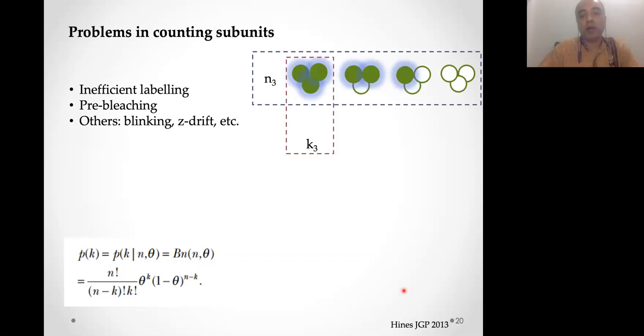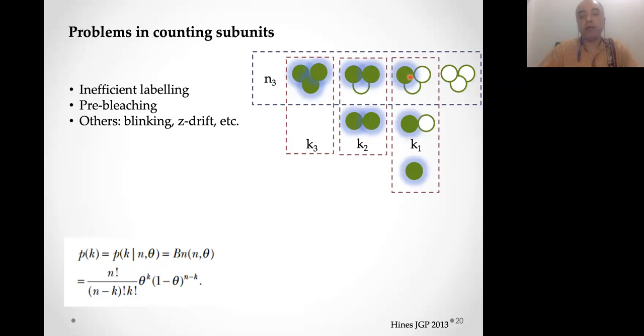So let's say your complex forms a trimer in this case, but because of inefficient labeling, you have either all of these labeled, which will show 3 photo-bleaching steps, but then there are complexes which will give you 2 photo-bleaching steps. A dimer also gives you 2 photo-bleaching steps, right? And then a trimer, a dimer or a monomer might also give you a single photo-bleaching step because of this inefficient labeling.